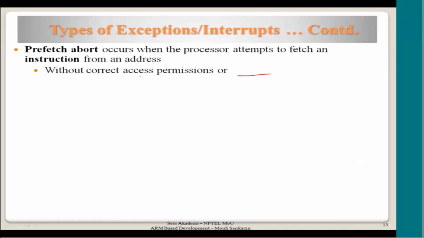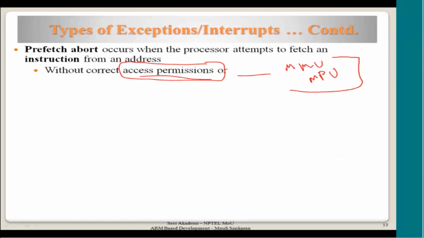Suppose you are trying to access the area without... so you may not understand what I mean by access permission. You will understand when I have explained MMU and the memory protection unit, MPU. Okay. So till then, please keep your inquisitiveness in the background. We will cover it later.